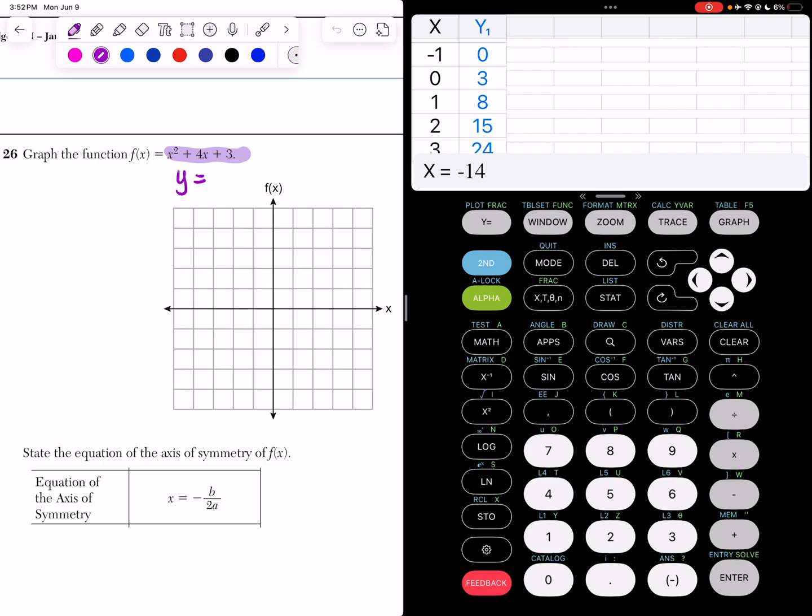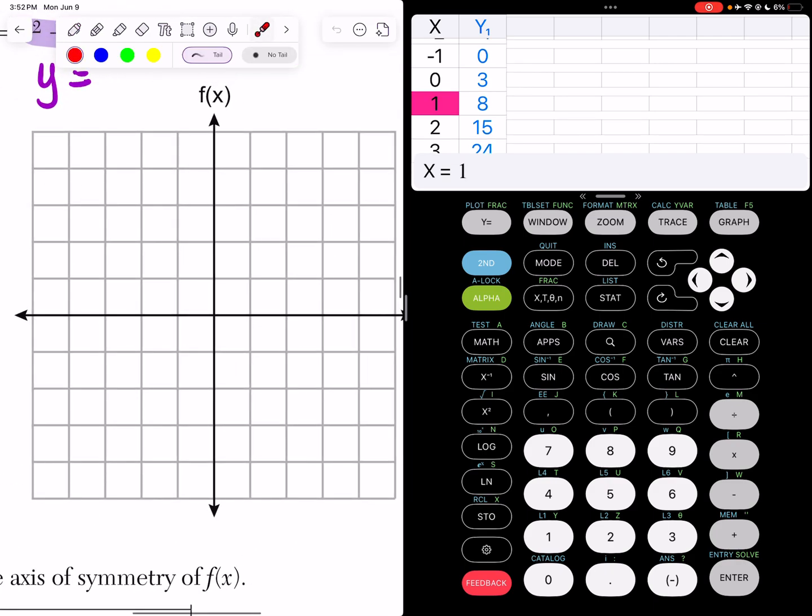I like to start at 0 and 1. If I look at 1, I see that it goes up to 8. So 1, 2, 3, 4. It doesn't go up to 5, 8. At 0, it goes to 3. So 1, 2, 3, and I plot my point.